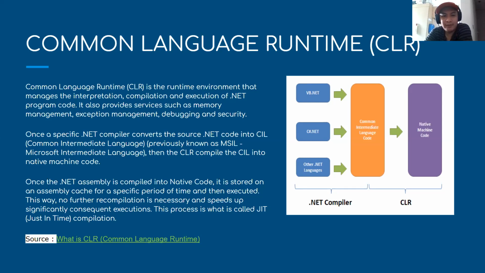Okay. Once the assembly is compiled into native code, it is stored in the assembly cache for a specific period of time and then executed. When it's executed, we call that just-in-time compilation. So it speeds up the process and executions. The JIT, the CLR, only compiles depending on the need. It can compile all of your code or only a part of it. It depends on what it needs. The JIT or the CLR determines what is better for your code to run more optimized. So it does its job.